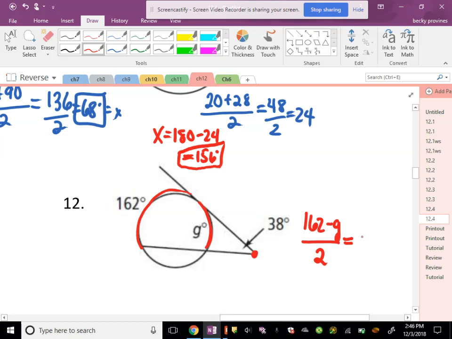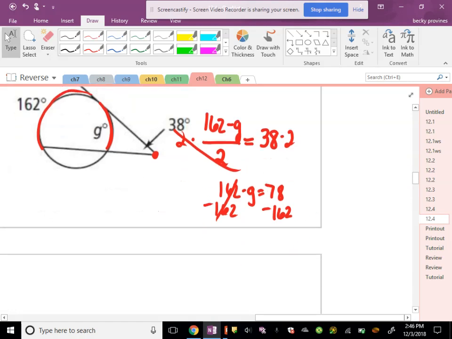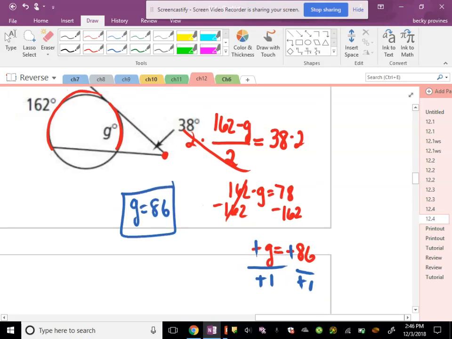I divide by 2, and this equals 38. So let's times both sides by 2. 38 times 2 is 78. Now, if I subtract 162 from both sides, I'm going to end up with a negative number, but that's okay. I end up with, and I'm running out of space as well, negative G is a negative 86. But I know a rule. If I divide by negative 1 on both sides, it all turns positive. So G is 86.